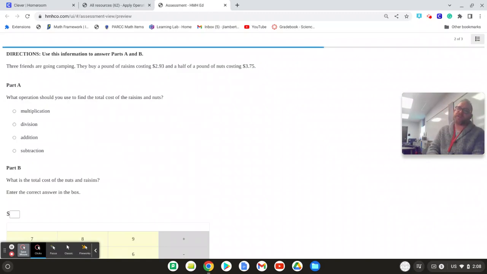All right, so we got a 2-parter here. Part A says 3 friends are going camping. They buy a pound of raisins costing $2.93 and a half pound of nuts costing $3.75. What operation can you use to find the total cost of raisins and nuts? So we've got this amount.